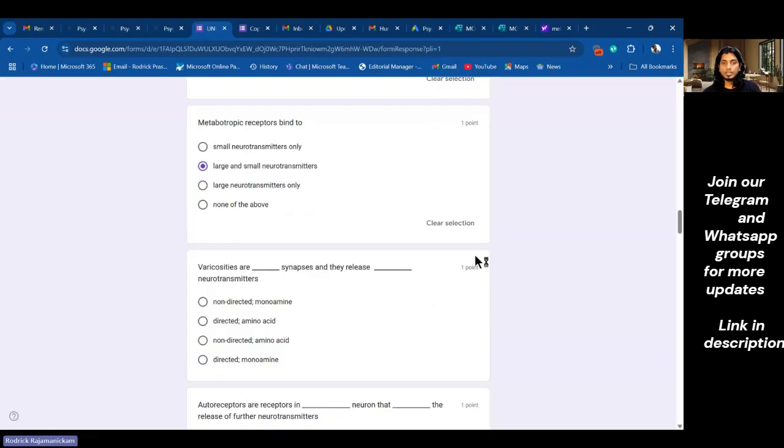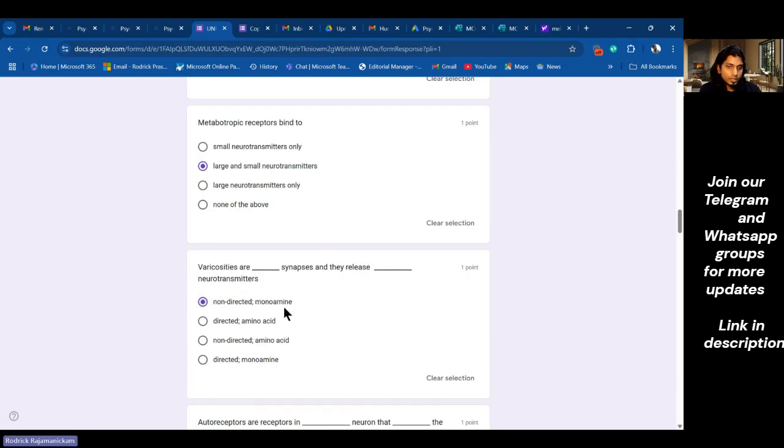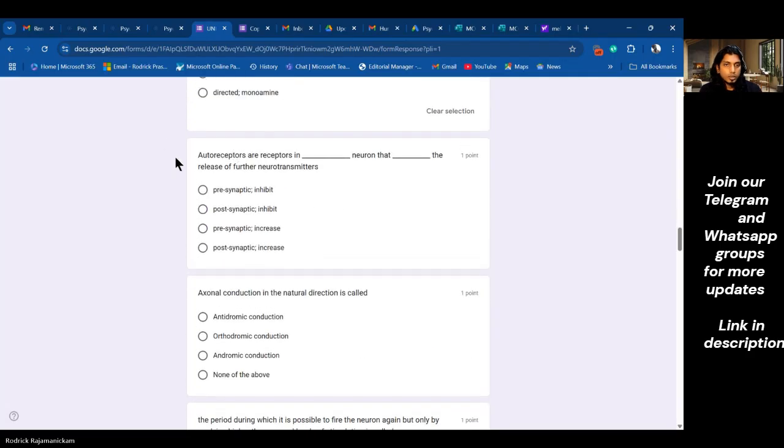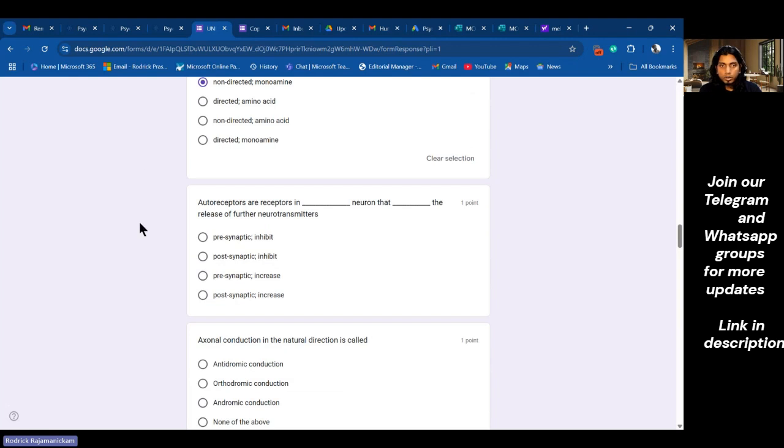Anyway, varicosities are very long fibrous sort of extensions from your axon. They have a lot of beads on a thread sort of structure, right? They release neurotransmitters into the brain's fluid, not into a particular synapse. So they don't have a synapse particularly. They just release them into the bloodstream and the cerebrospinal fluid within the brain. So they are non-directed and they have monoamines mostly. Amino acids are most likely not to be a neurotransmitter.